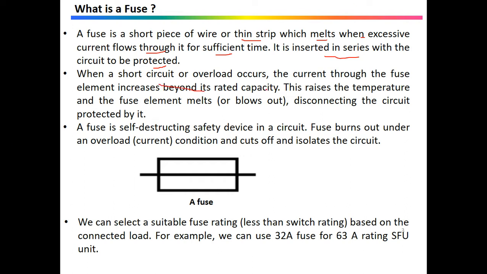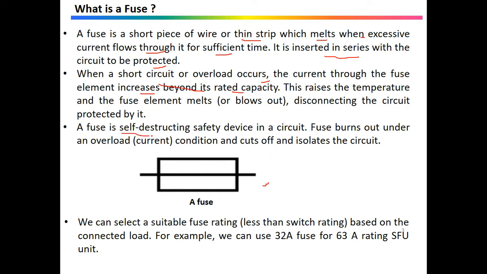Whenever a short circuit or overload occurs, the current through the fuse element increases beyond its rated capacity. When current beyond the rated capacity passes through, the temperature of the fuse element increases due to I square R losses and heat dissipation, and due to that, the fuse element melts or blows out, disconnecting and protecting the circuit. So the overload current will not pass through the circuit, because before it reaches the device, the fuse will have melted.